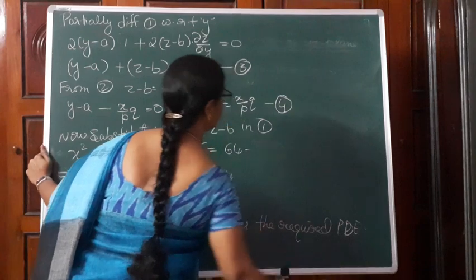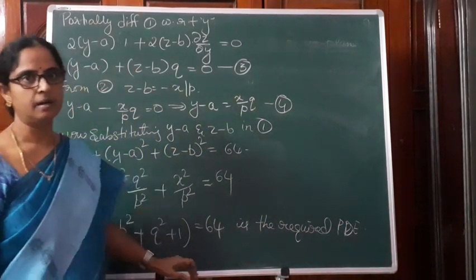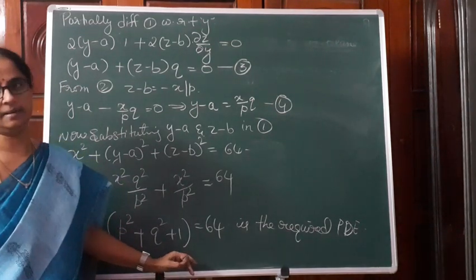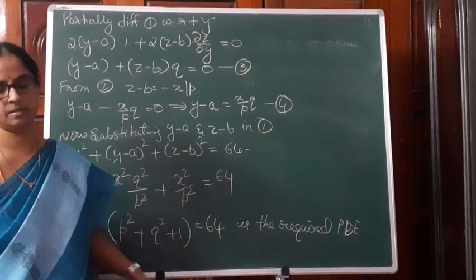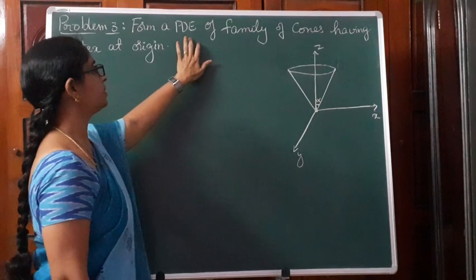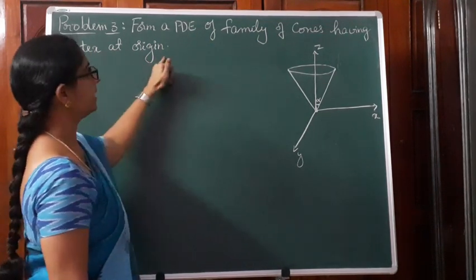So here we first obtained an equation of a sphere with radius 8 and centers lying on the yz plane. From that we eliminated the arbitrary constants. Next problem is, form a partial differential equation of the family of cones having vertex at origin.